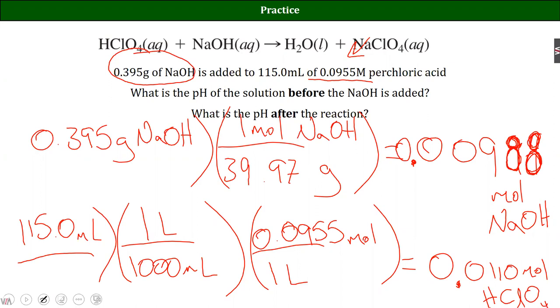The nice thing about acid-base reactions is that, like I said, they're usually one-to-one ratios. So that makes it really easy to tell what the limiting reactant is. You can show your work, but it's a one-to-one conversion for the stoichiometry step, so you don't even really need to plug it into your calculator. You have fewer moles of sodium hydroxide. Therefore, you're going to have excess perchloric acid.